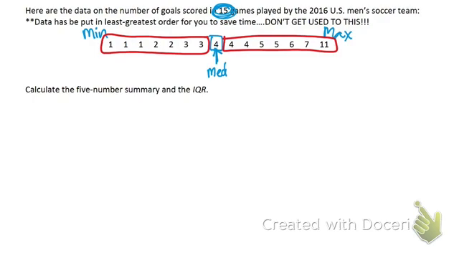Okay, what is Q1? 2. Which 2? The left one. So Q1 is 2. What is Q3? Which one? So it's further right, 5. What is the 5-number summary in order from left to right? Go. 1, 2, 4, 5, 11.